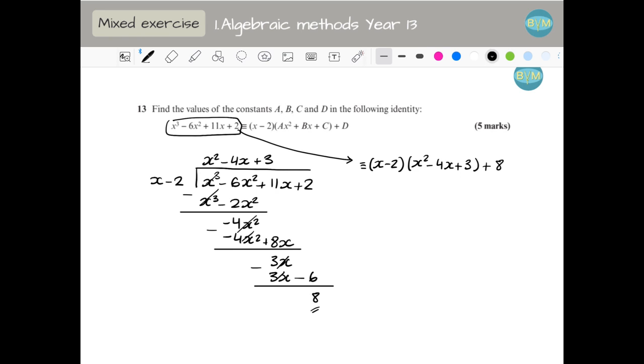And that's what we should answer. So A is 1, B is minus 4, C is 3, and D is 8. And that's all with this question. I think it's easier and faster dividing, but you still can multiply the coefficients and equate. And that's it. That's all.